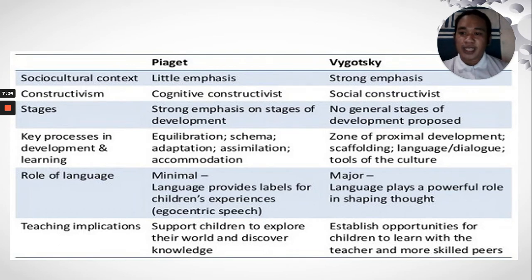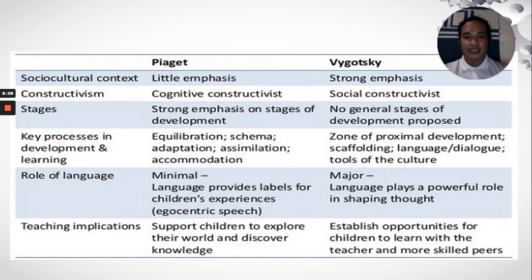The key processes in development and learning for Piaget are equilibration, schema, which is the flow of thoughts, adaptation, assimilation, and accommodation. So as you can see, Piaget gives more emphasis on what is happening in the mental aspect, or the thinking, of a child. While for Vygotsky, the key processes are the zone of proximal development, scaffolding, language or dialogue, and the tools of the culture.